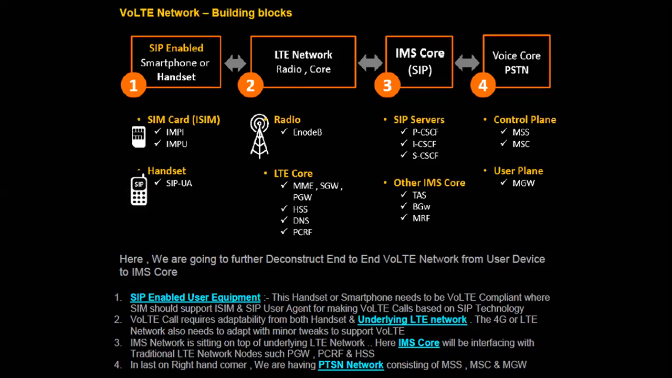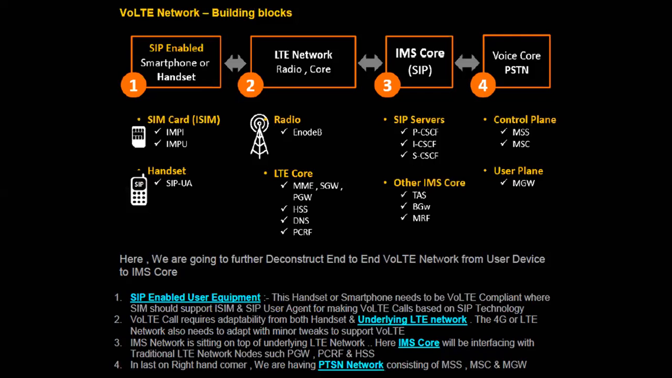So, SIP-enabled user equipment. This handset or smartphone needs to be VoLTE compliant, where the SIM should support ISIM and a SIP user agent for making a VoLTE call based on SIP technology. Second, a VoLTE call requires adaptability from both the handset and the underlying LTE network. The 4G network also needs to adapt with minor tweaks to support VoLTE.